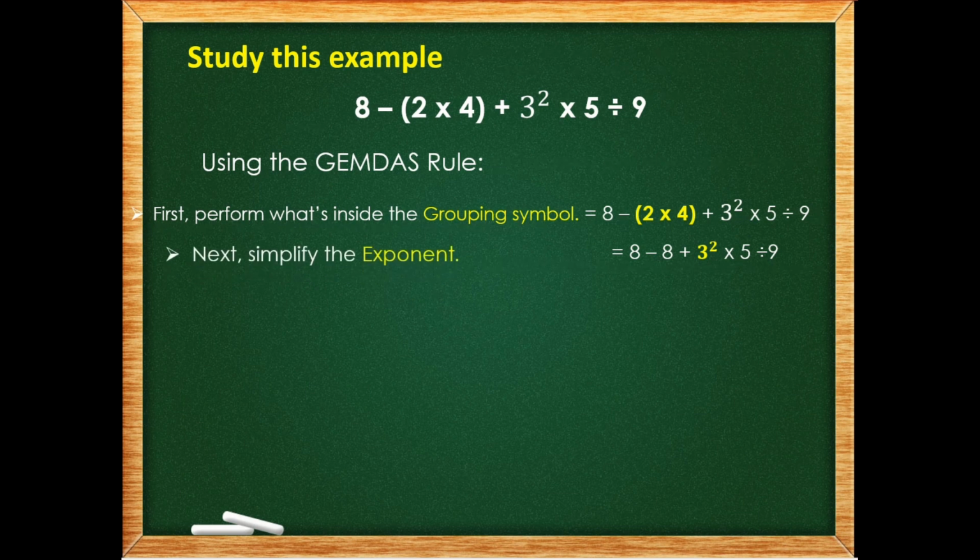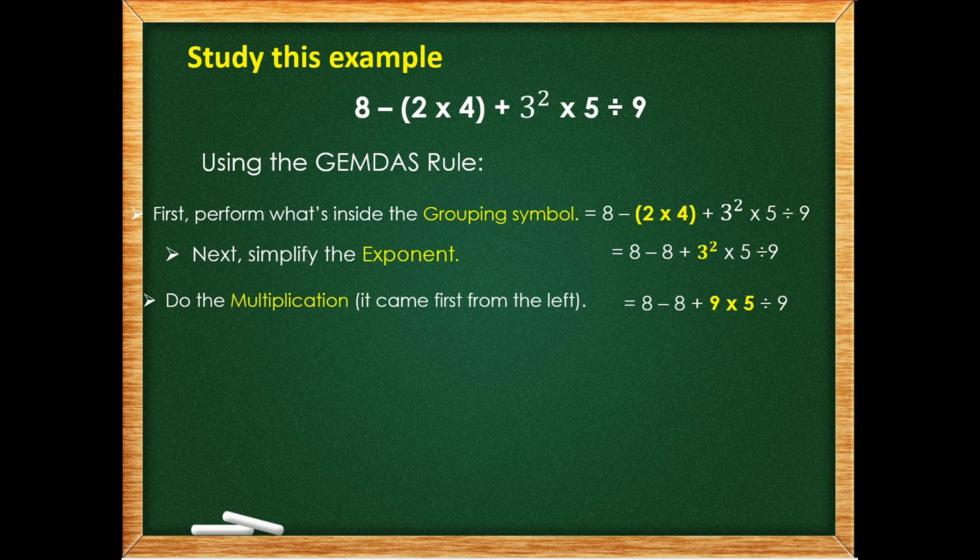Next, simplify the exponent. Our exponent there is 3 squared. 3 squared means 3 times 3. So again, copy the remaining numbers. We have 8 minus 8 plus 3 squared is equal to 9 times 5 divided by 9.